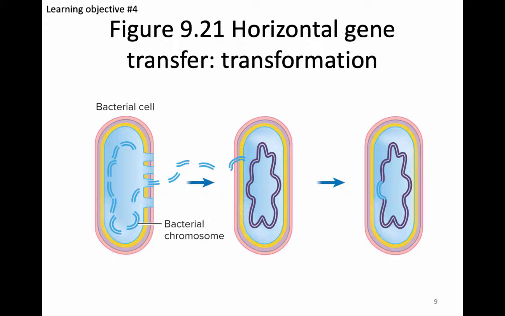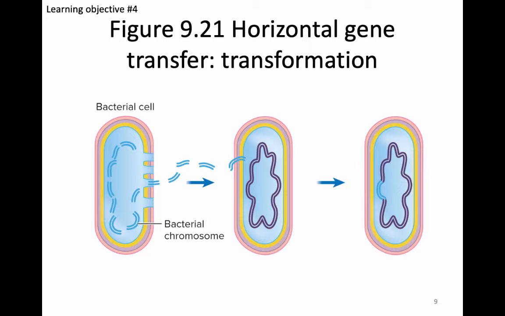The recipient cell is the cell in the middle, which encounters a naked molecule of DNA, meaning the DNA is outside of a cell, takes it up into its cytoplasm, and then that new piece of DNA recombines in the recipient, and the new DNA and the original genomic DNA in purple become one piece.